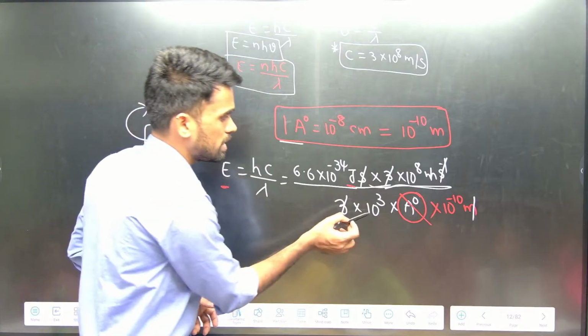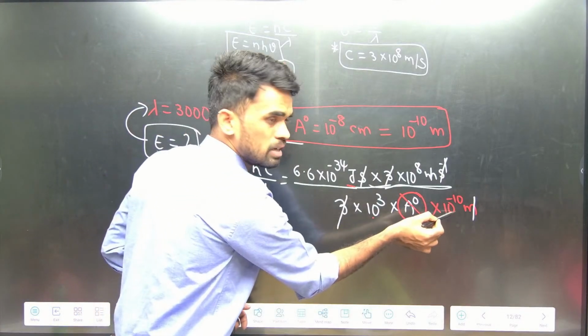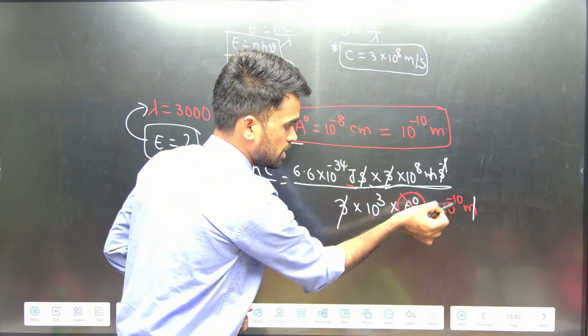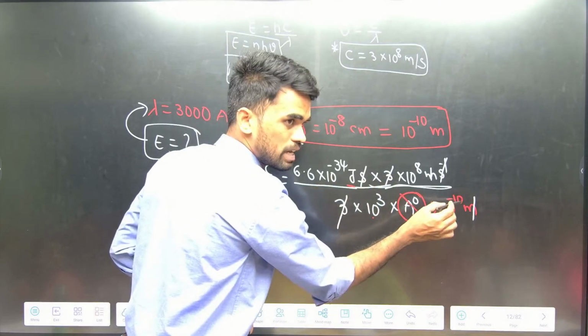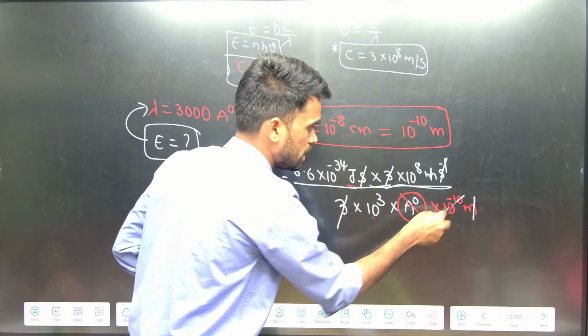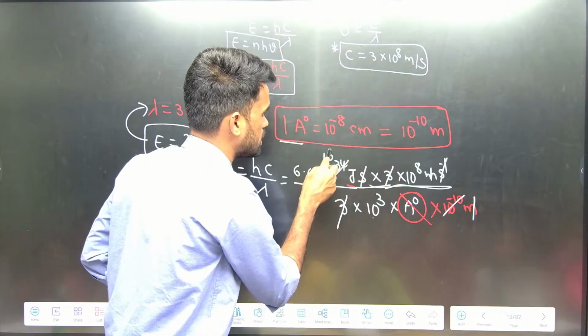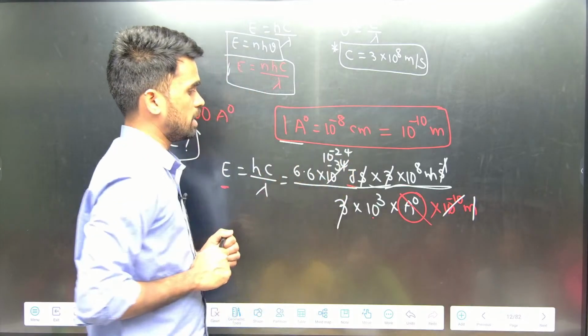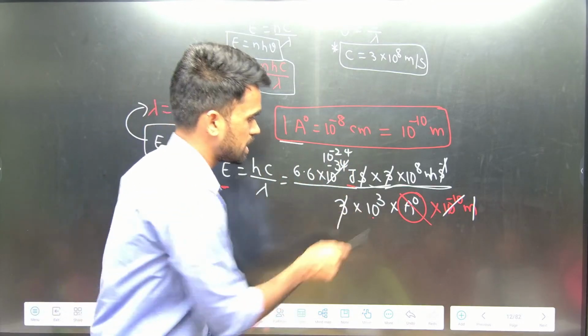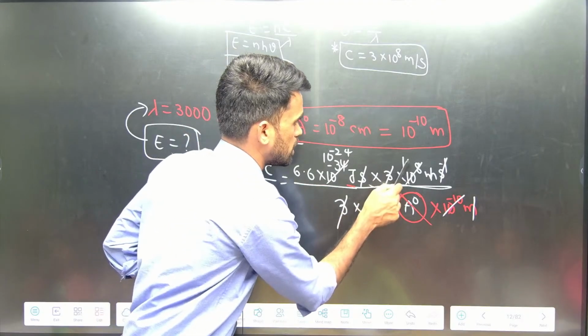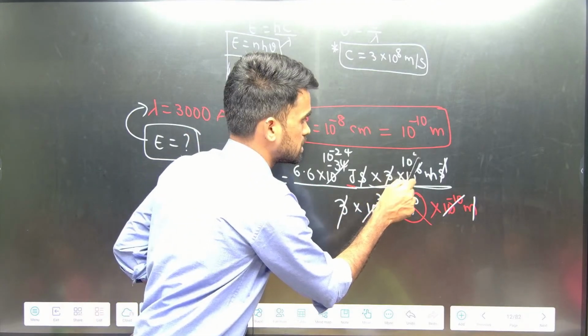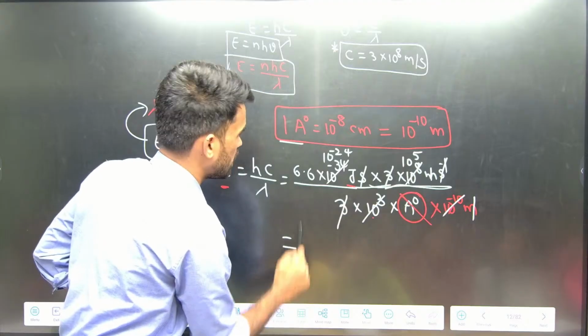Now here 10 power 3 is there, 10 power minus 10 is there, so this becomes 10 power minus 10 minus 24... we can cancel them now. How much does it become? 10 power minus 24. The next one, here 10 power 3 is there, here 10 power 8 is there, so 10 power 5. Yes. So now what is the answer we are remaining with?